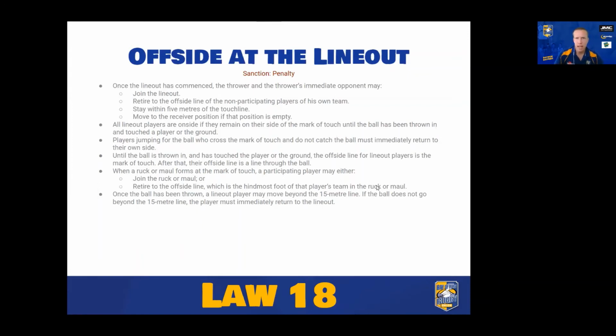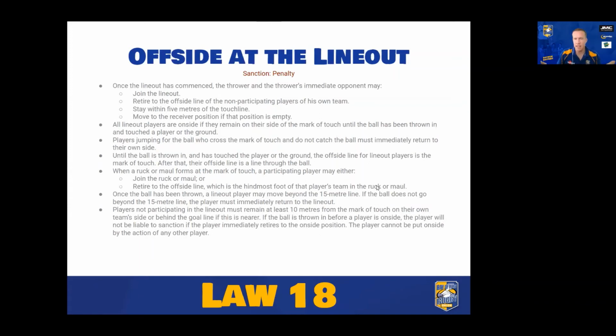Once that ball's in, players can go past the 15-meter line, so they don't have to stay within the 15s. But if that ball doesn't reach them outside there, then they've got to come straight back in. So let's say they're anticipating the ball's going to go way out over the back of the line out, they can run back past the 15-meter line to go and get it. But if it doesn't make it there, their obligation is to make it back into the line out. And by that same virtue, all the players not participating in the line out, they have to remain 10 metres back from the mark of touch.